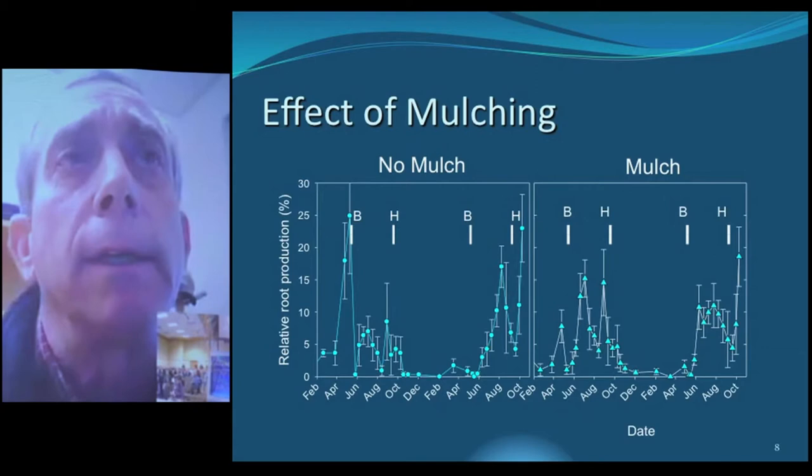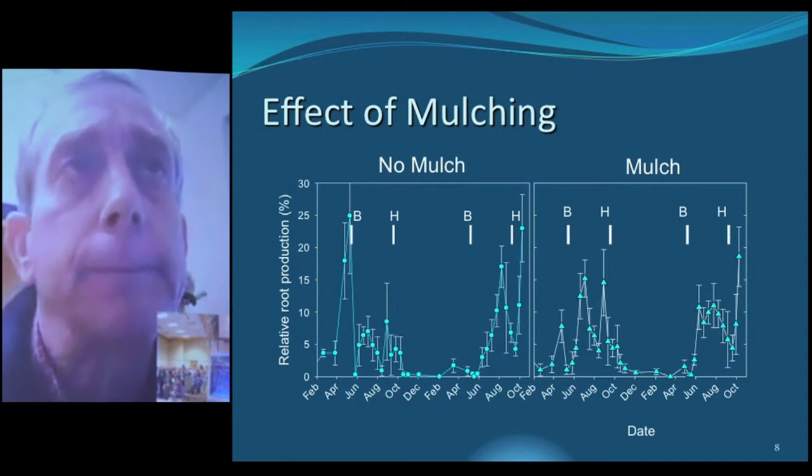in 2002, in the first year. And much more of it was between bloom and harvest. Much more production, possibly because the soil was kept moister, but it also seemed to be delaying the period of production, maybe because it kept the temperatures a little cooler. And so the effect of mulching was to really change some of those seasonal patterns of root production.